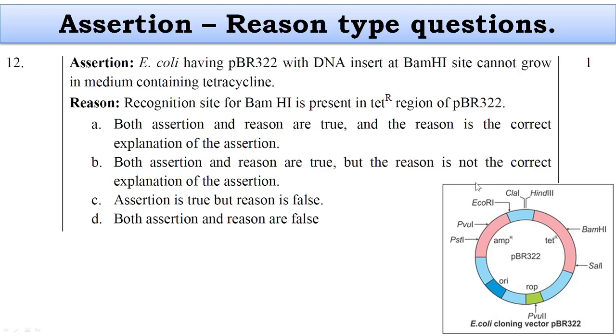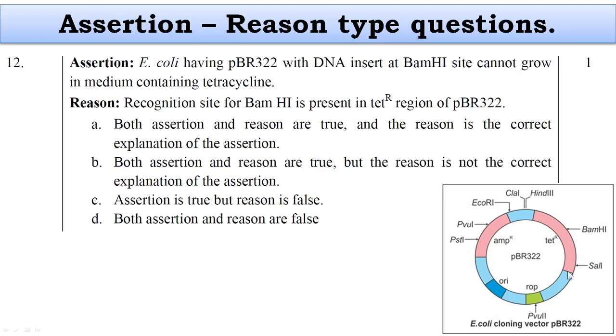Now, why is it correct? Because the recognition site of this particular BamHI restriction enzyme is present in the tetracycline resistance region of the PBR322. So this particular gene, the pink region over here or the orange region over here, right?